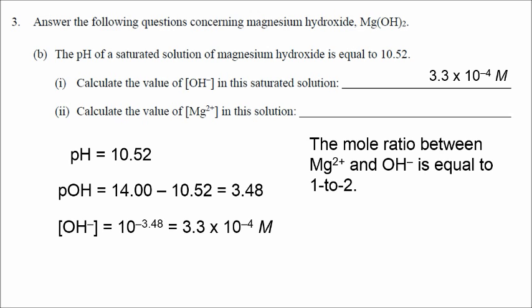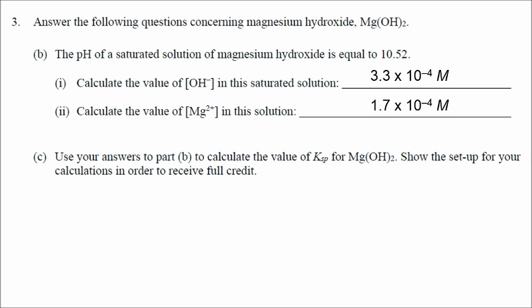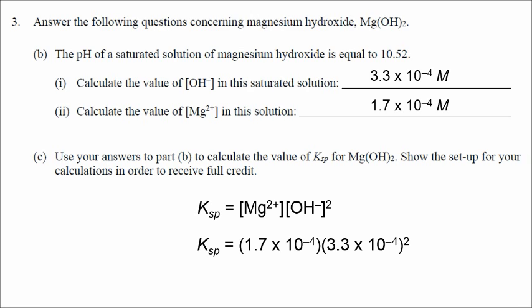Now there is a 1 to 2 ratio between magnesium and hydroxide, so the magnesium concentration is half as much as the hydroxide concentration. So 1.7 times 10 to the -4. I now have the concentration of both magnesium and hydroxide, which means I can plug those numbers into the Ksp expression and calculate the value of Ksp. So 1.7 times 10 to the -4 times 3.3 times 10 to the -4 squared. My Ksp, based on these numbers, is 1.9 times 10 to the -11.